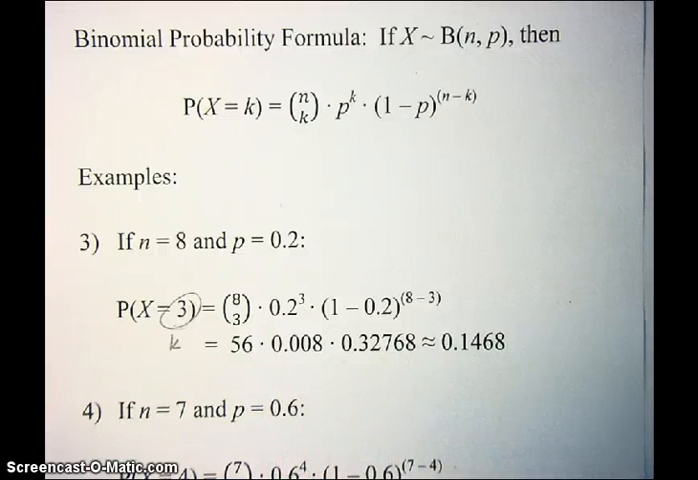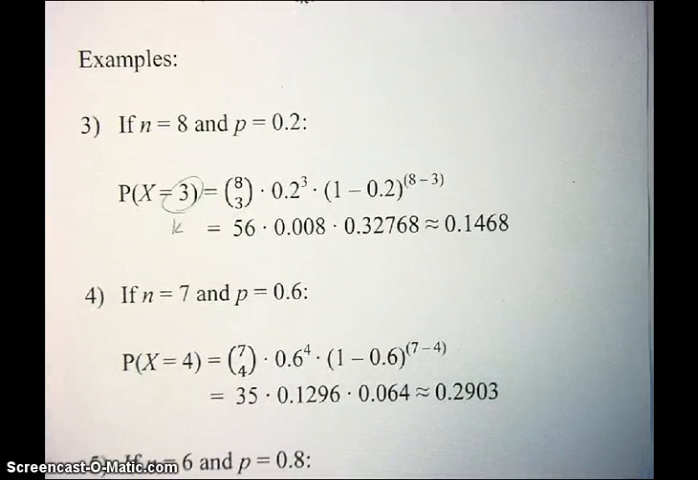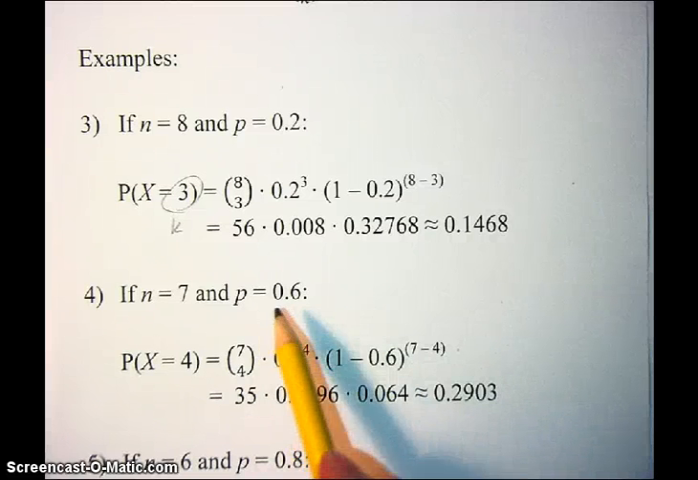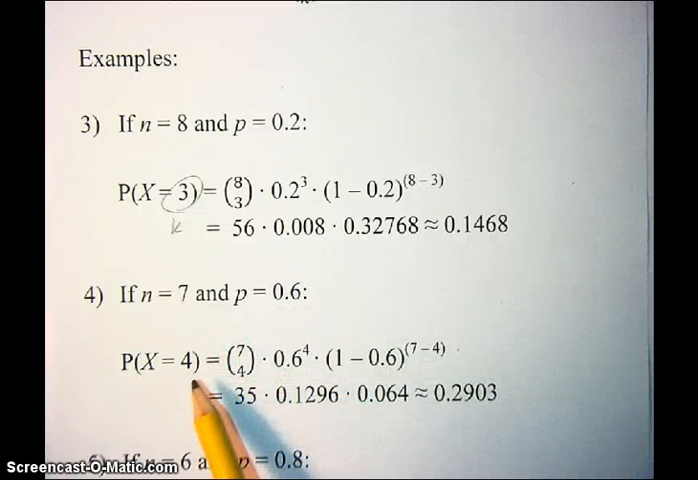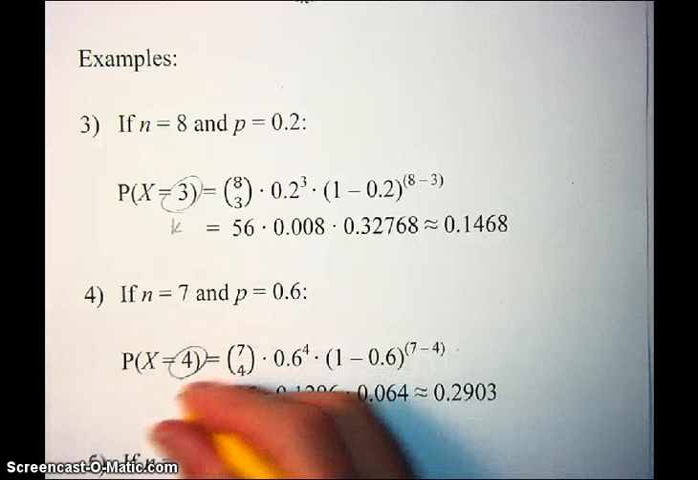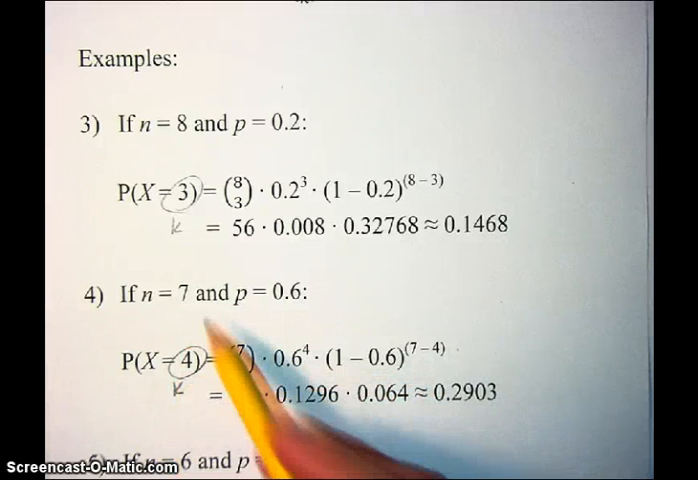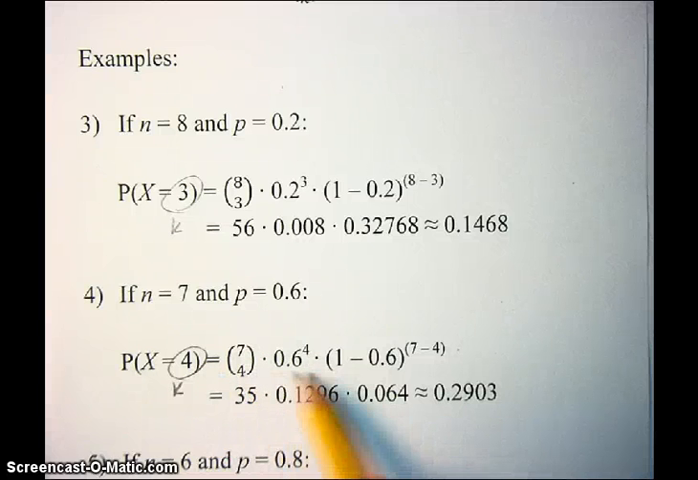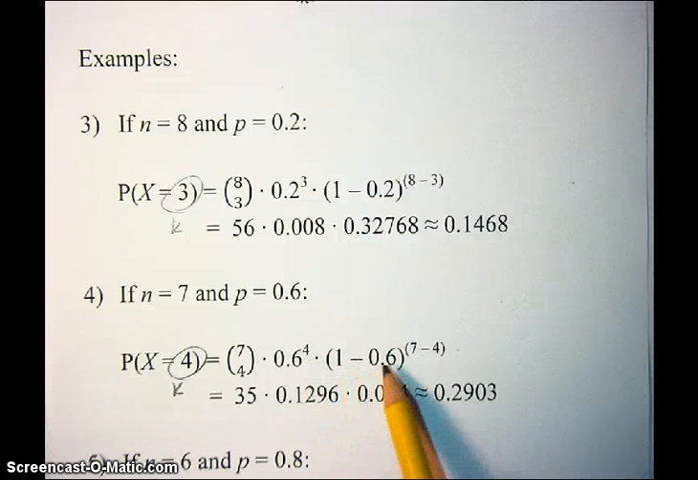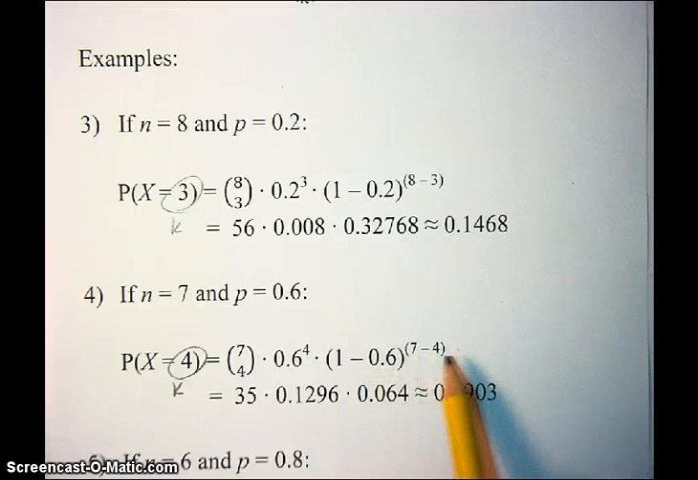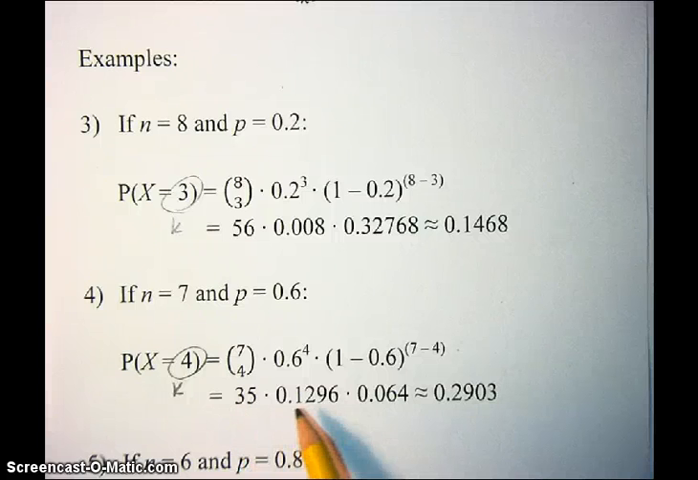And that's 0.1468. When n is 7 and p is 0.6, and if we're interested in the probability of getting 4 successes, k would be 4. So we'd have 7 choose 4, that's n choose k, times p, 0.6, to the k power, 4, times 1 minus 0.6, probability of failure there, to the 7 minus 4 power, or the n minus k power. And those work out to be 35, 0.1296 and 0.064. Multiply them together, you get 0.2903.